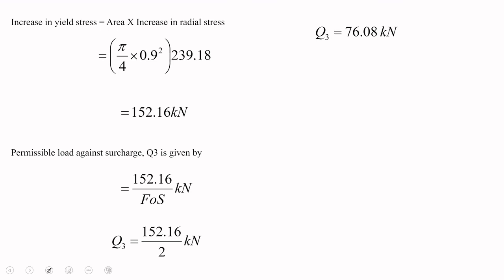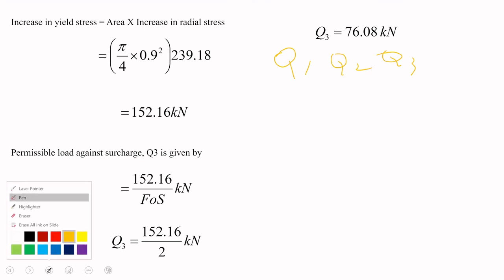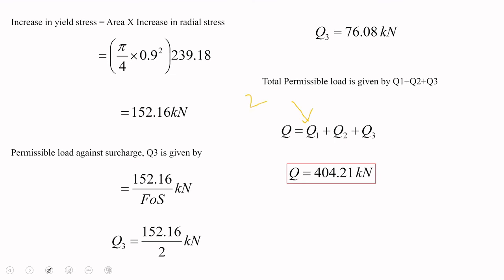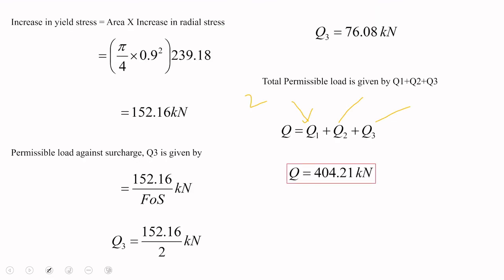So we have just calculated Q1, Q2 and Q3. These all three loads which we have calculated, we have to add. So the total permissible load is given by Q1 plus Q2 plus Q3. Therefore Q will be equal to Q1 plus Q2 plus Q3. You can just substitute: 200 something in the first slide, 100 point something, and this 76 point something. So it will come around 404.